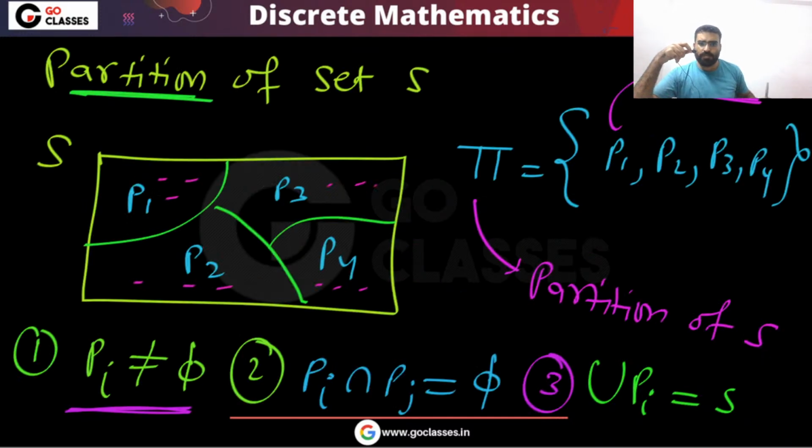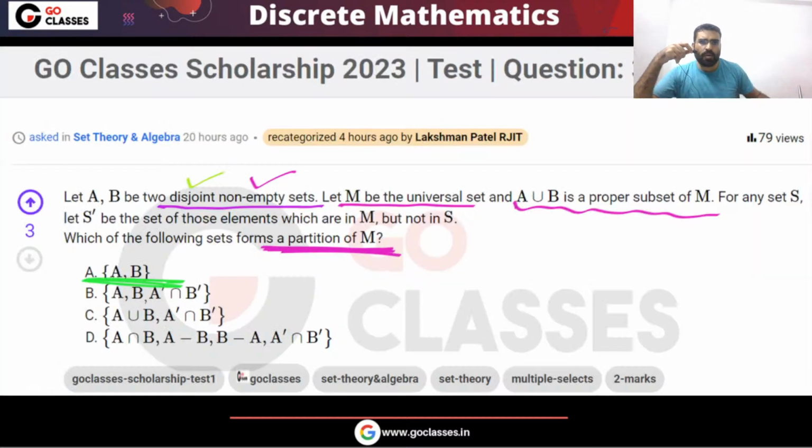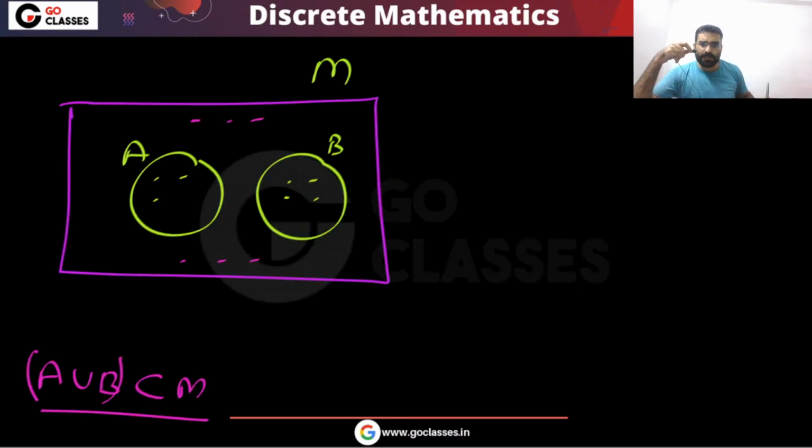Okay, so now tell me the answer. In the question, what is it asking? Can I say this A comma B is a partition of M? The question is asking about a partition of M. Can I say this A comma B is a partition of M?